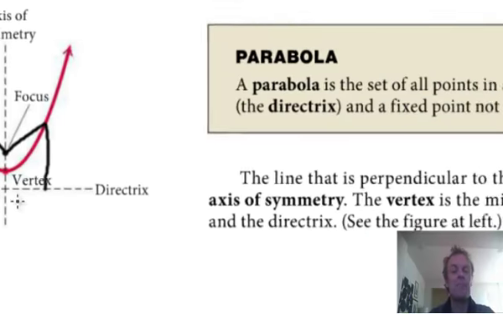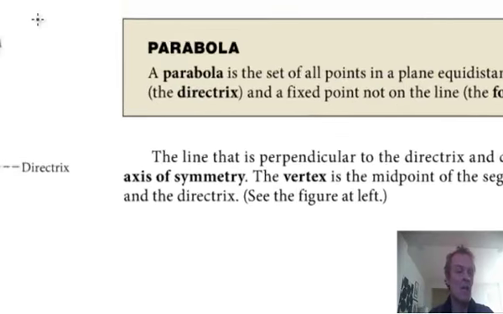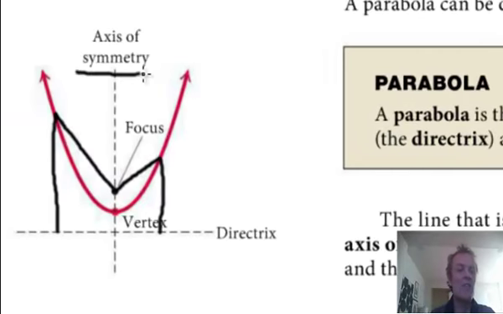Now then, the line that's perpendicular to the directrix and contains the focus is the axis of symmetry. Well, we've seen that before with parabolas. The axis of symmetry. A bit like, remember, reflecting over the y-axis, but this could be anywhere. So we have the axis of symmetry, we have the focus, we've got the vertex and directrix. So we might be looking for all these pieces of information.